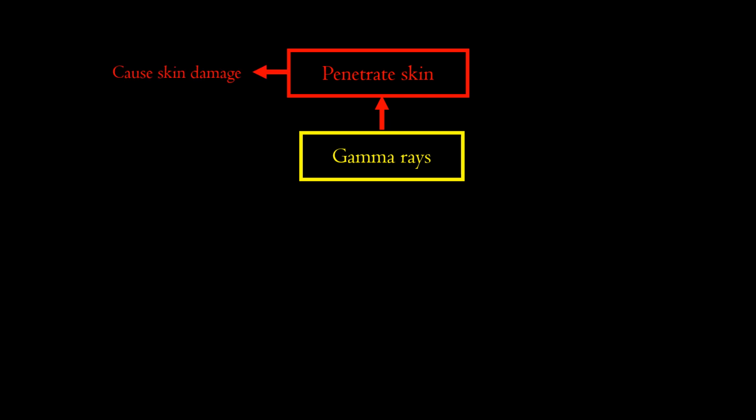Gamma rays are the most energetic type of electromagnetic radiation. Because of this high energy, they have what we call a high penetrating ability. For example, they can penetrate skin and cause skin damage and cancer.